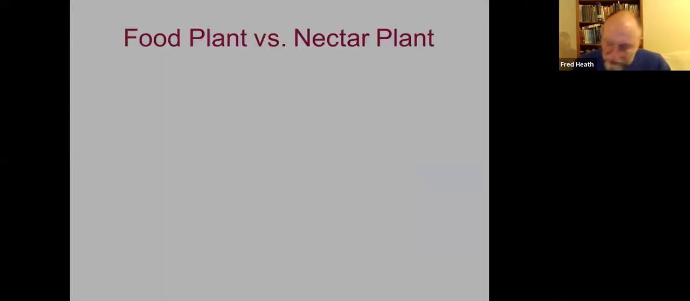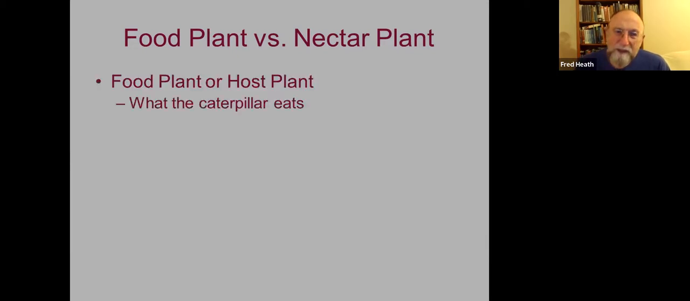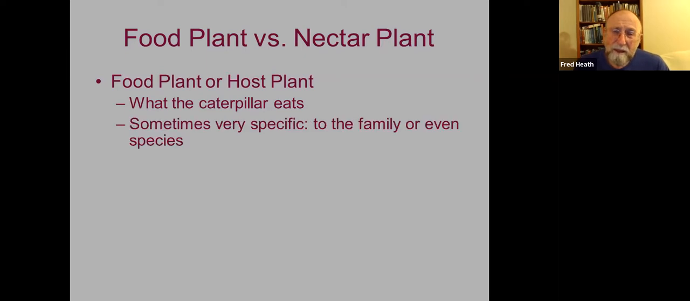Because this is a native plant society, an important thing is the food plant versus the nectar plant. The food plant, or the host plant, is what the caterpillar eats. And the caterpillar is the eating and growing stage of a butterfly. For a lot of butterflies, the food plant is very specific. Monarchs and queens will eat milkweeds, only milkweeds in that family. An Empress Leilia uses a hackberry, but it only uses desert hackberry.